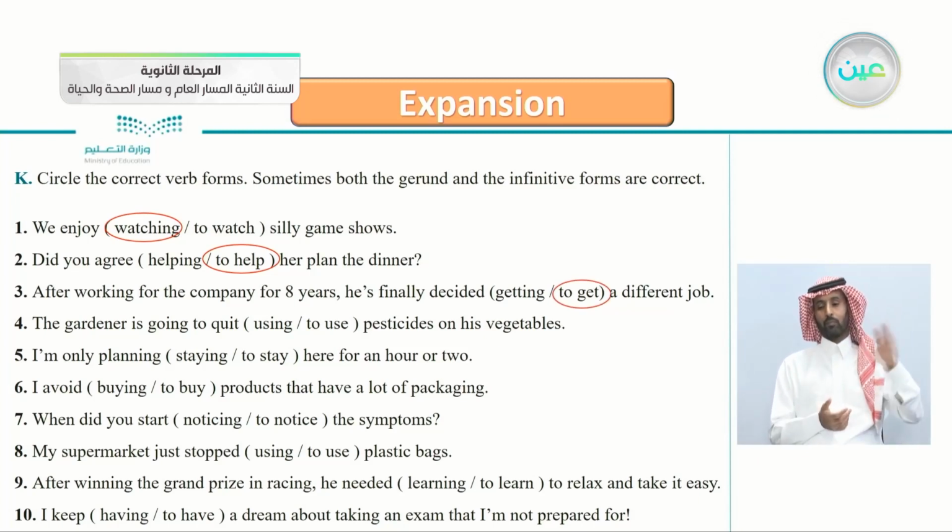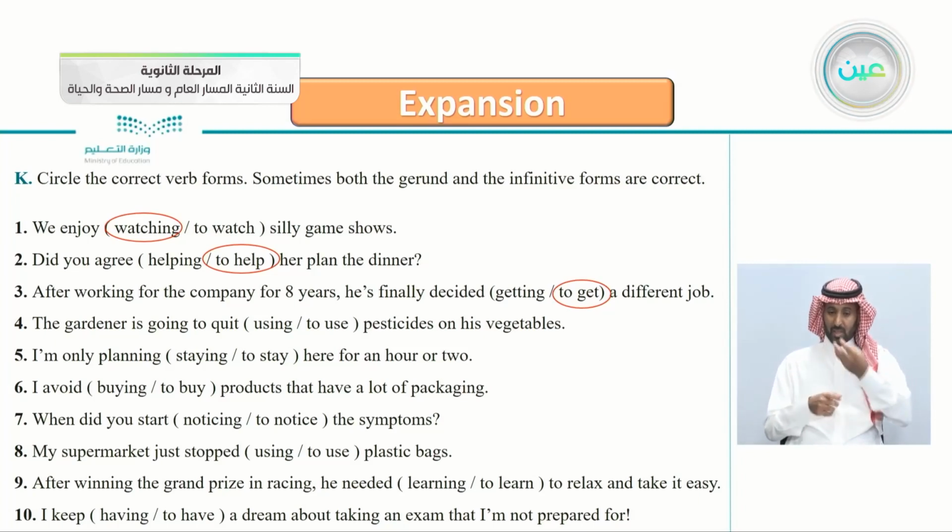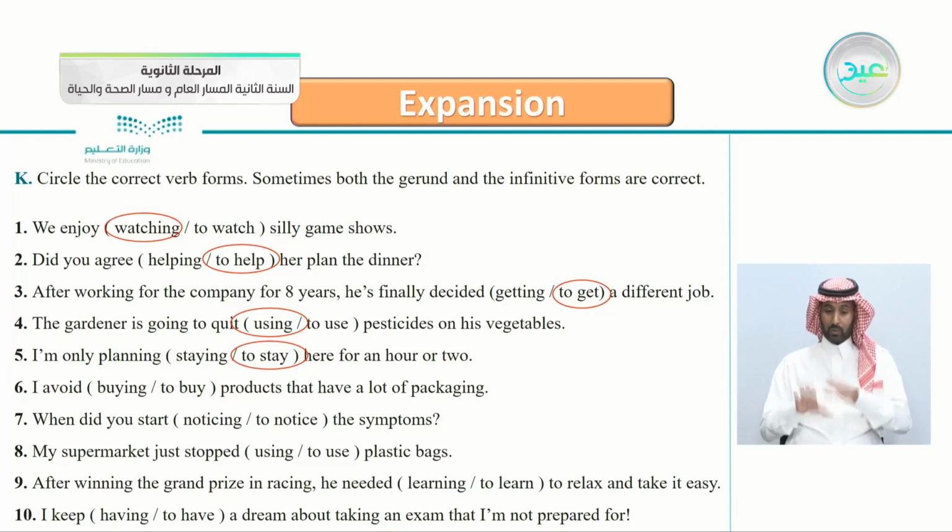Number 4: The gardener is going to quit using or to use pesticides on his vegetables. To quit using. Yes, to quit using. Excellent. Number 5: I'm only planning to stay or staying here for an hour or 2. Planning, yes, to stay. Planning to stay.